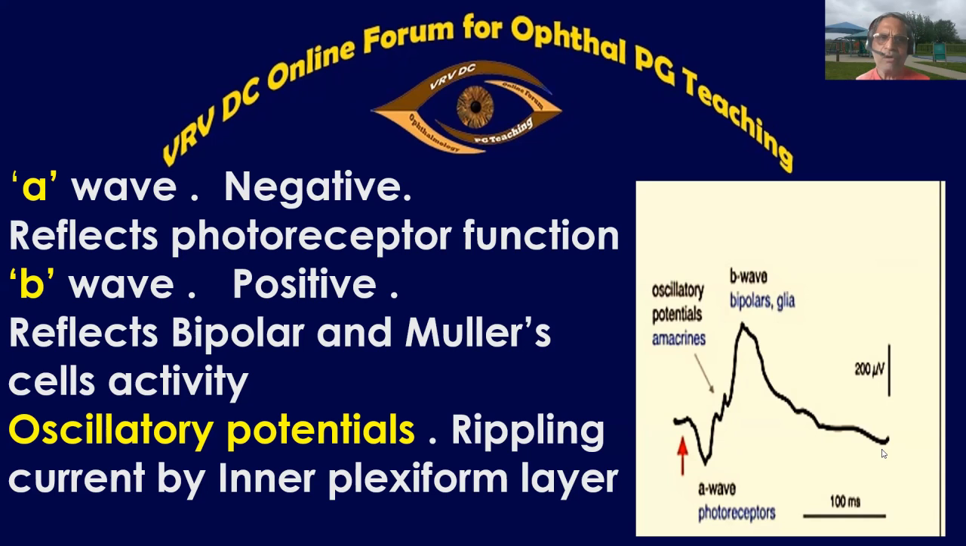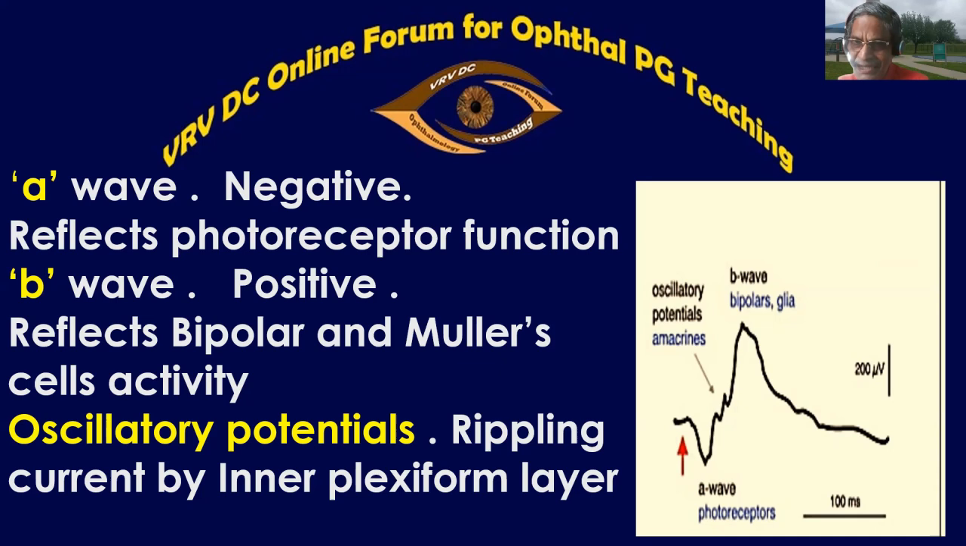What is called the A wave is negative, reflecting receptor function. The B wave is positive. Where is the B wave coming from? The A wave, never forget this point, is coming from rods and cones. The B wave, just remember B for B, is from bipolar cells, and one more, the Müller cells.